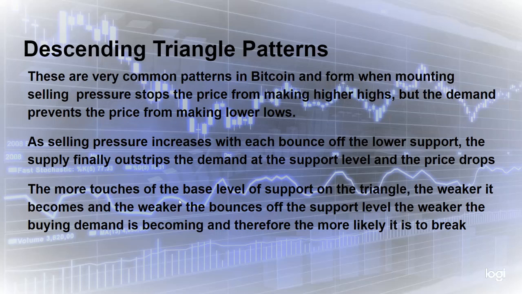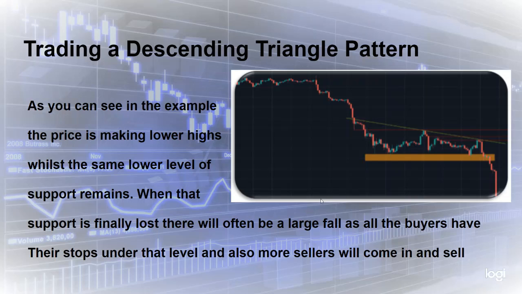The more touches of the base level of support on the triangle, the weaker it becomes, and the weaker the bounces off the support level and the weaker the buying demand is, and therefore the more likely it is to break out. So here is an example of a descending triangle.